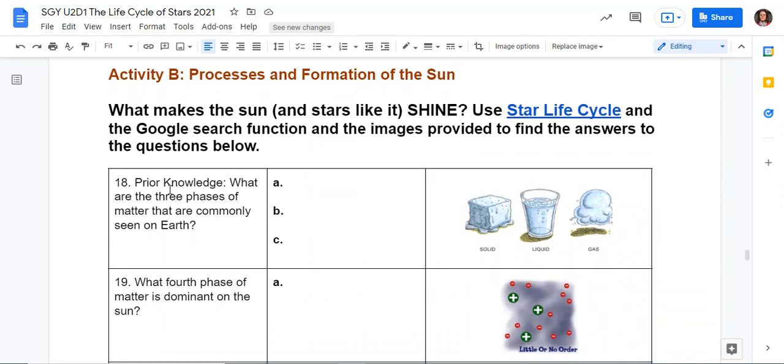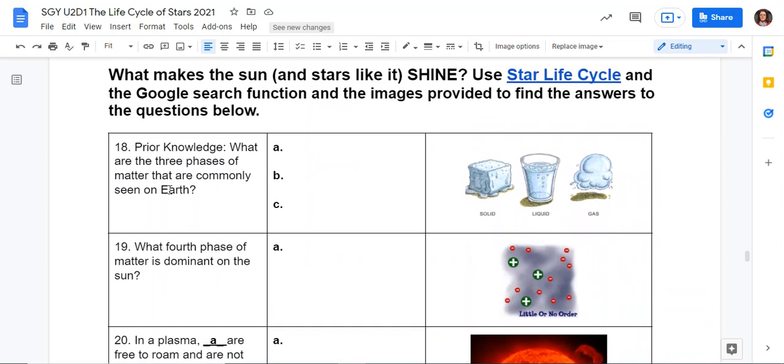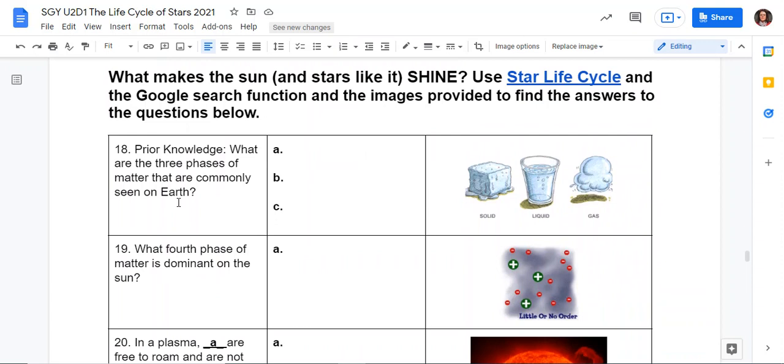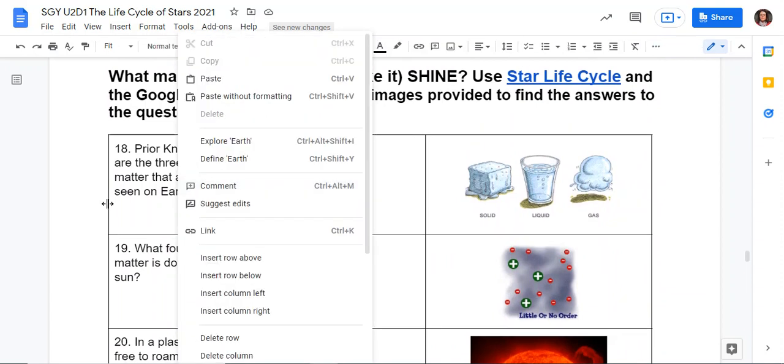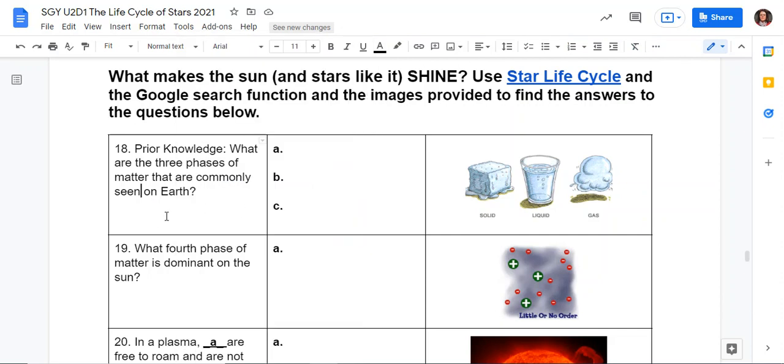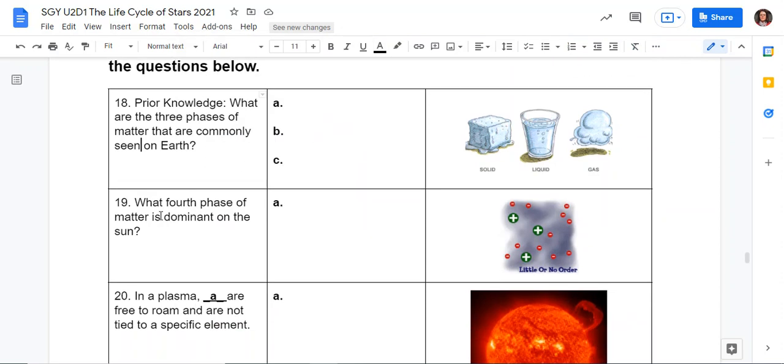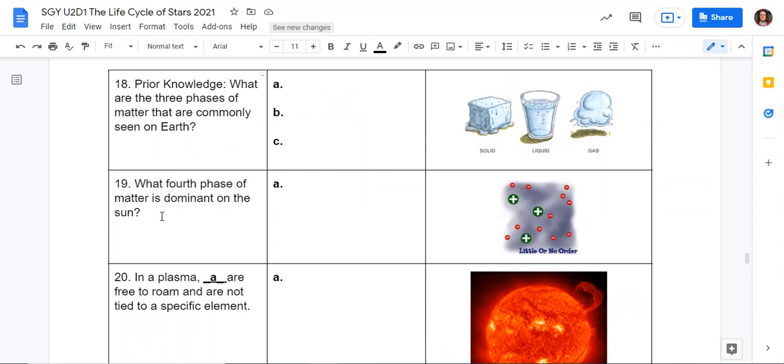Activity B, processes and formation of the sun. So what makes the sun shine? You can use this link right here, the star life cycle, or Google search to find the answers. I'm going to also walk you through it right here.